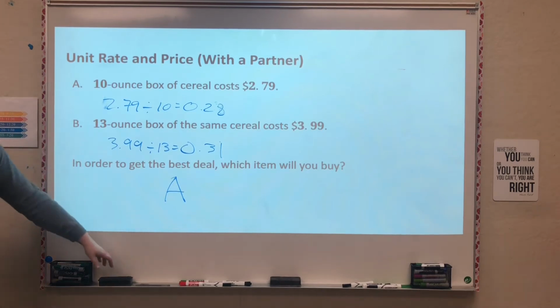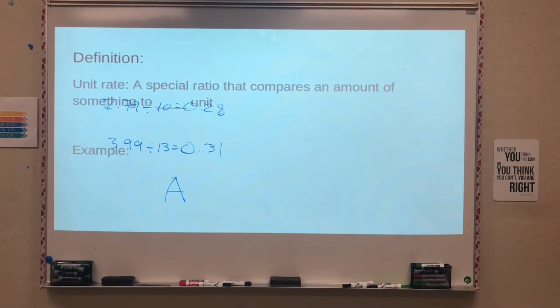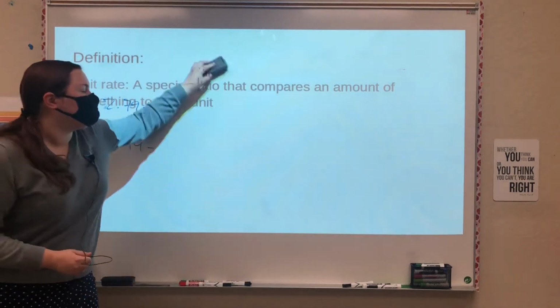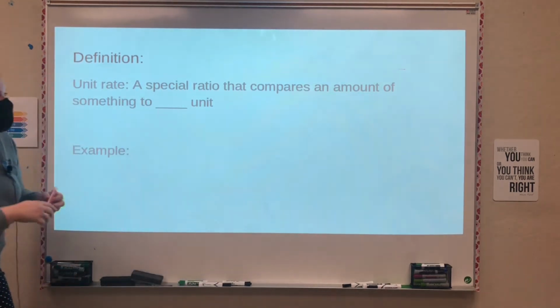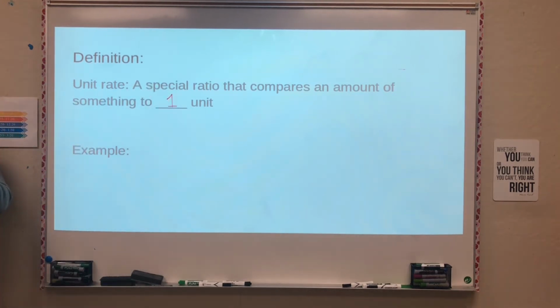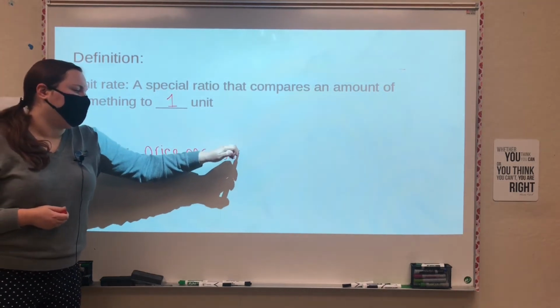What you were doing in this problem here is finding something called unit rate. What a unit rate is, it's a special ratio. We were looking at ratios, what day was it? Last Thursday? It's a special ratio that compares the amount of something to 1 unit. So in that last problem, you were telling me the price for 1 ounce. As an example, I could write price per ounce.